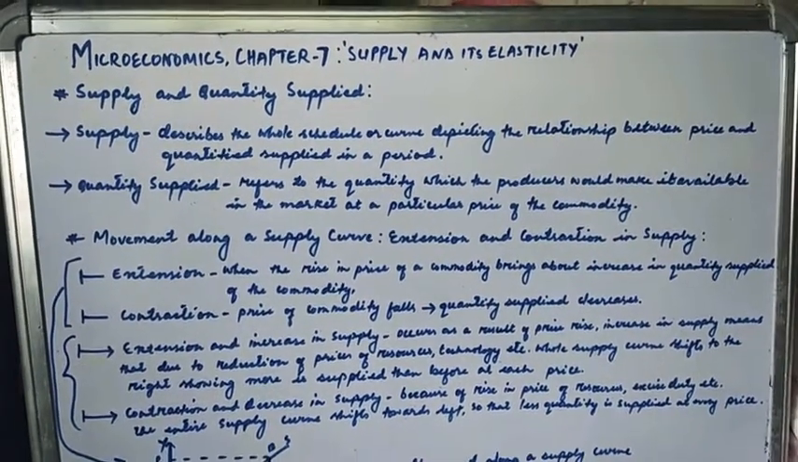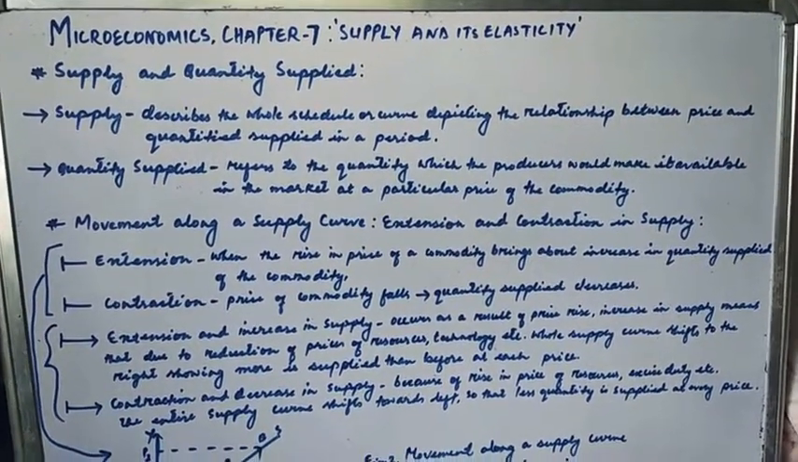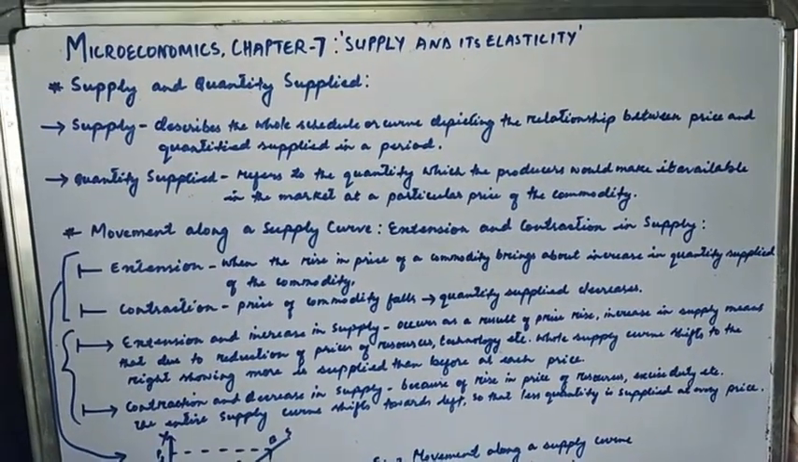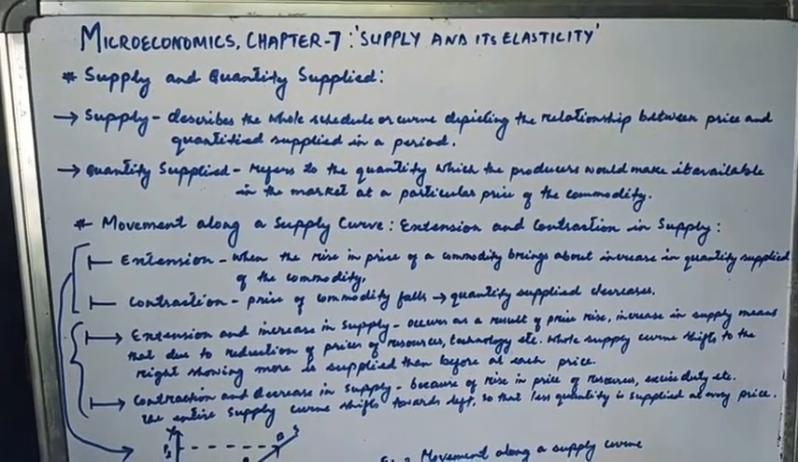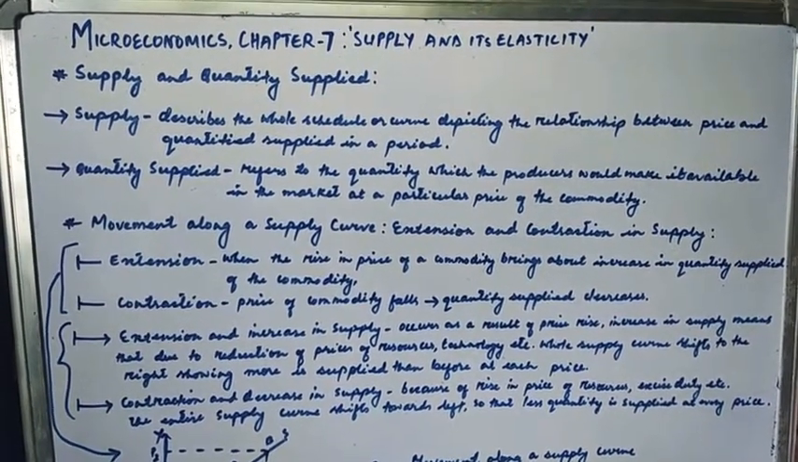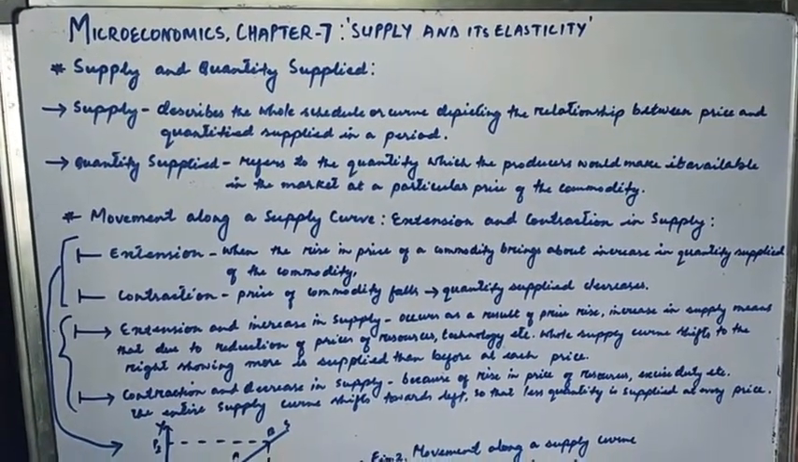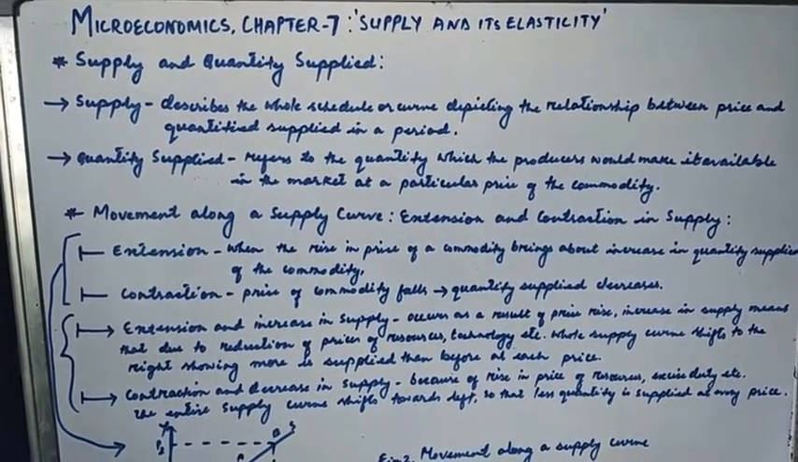So, Microeconomics, Chapter 7, Supply and its Elasticity. Today we are going to discuss supply and quantity supplied. We shall see what is the main difference that we can point out between supply and the quantity supplied.